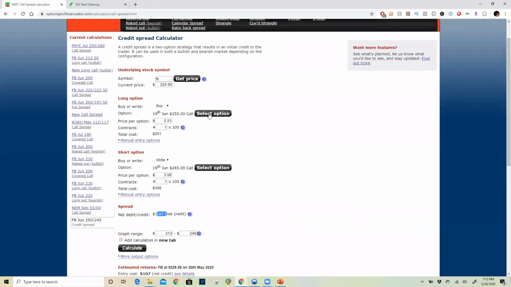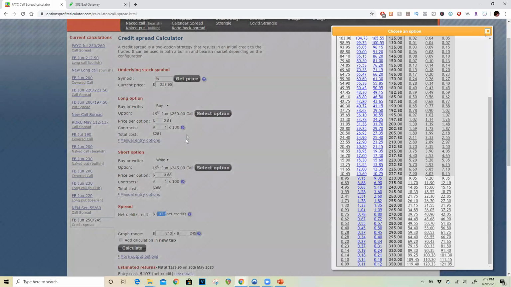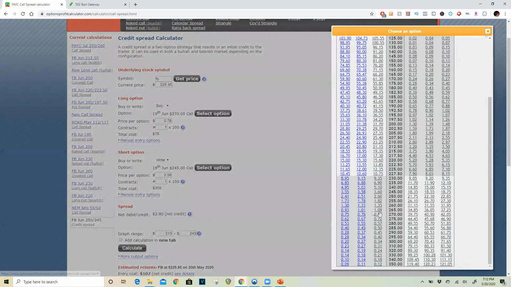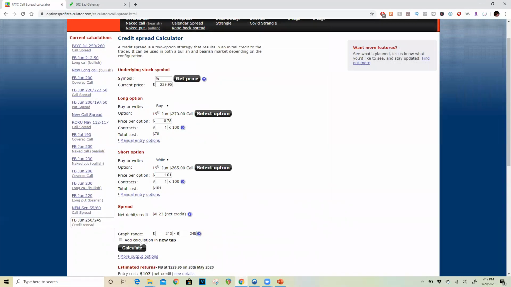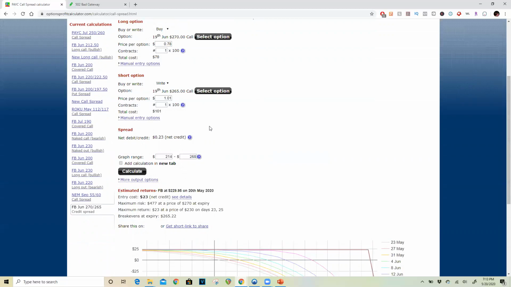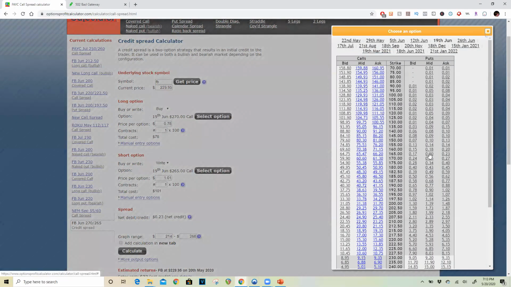And the way you can increase the probability of this is you can push out the spread even more. Say instead of buying the 250 call, I could buy the 270 call and sell the 265 call. You hit calculate again. You get a smaller credit of only $23, but now your break-even price is $265. That's a call credit spread. Now with put options, you're betting that the price would stay above a certain level.